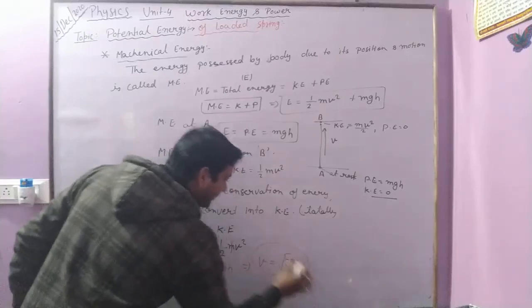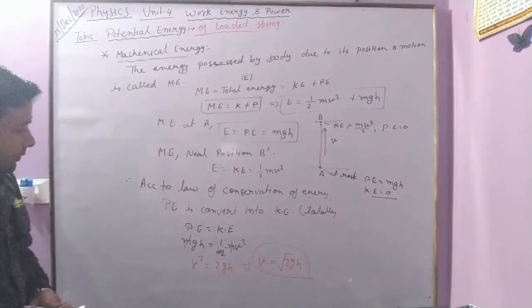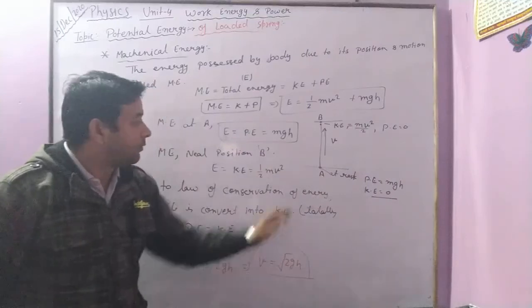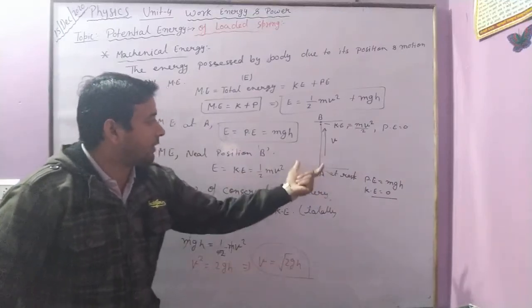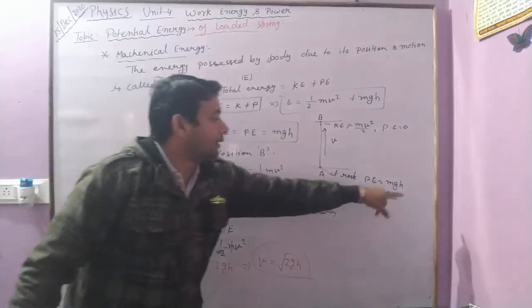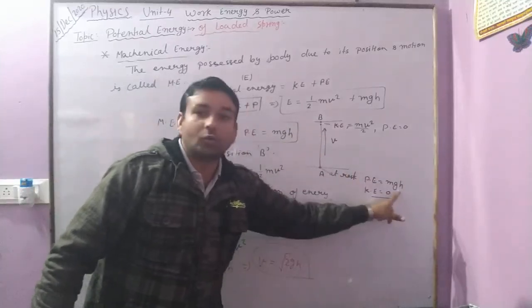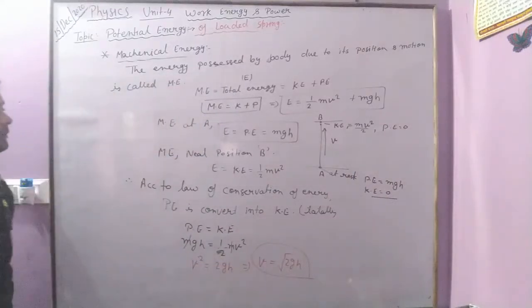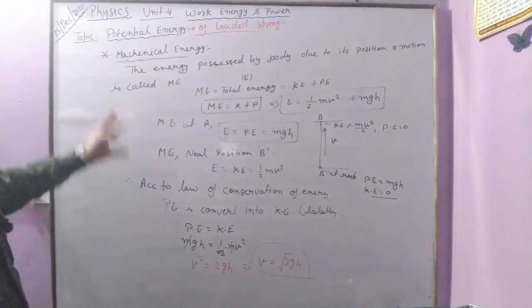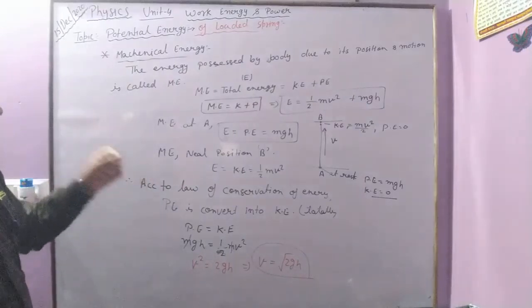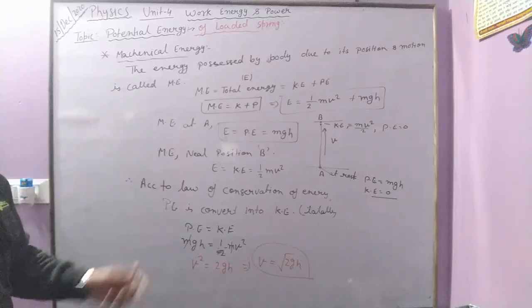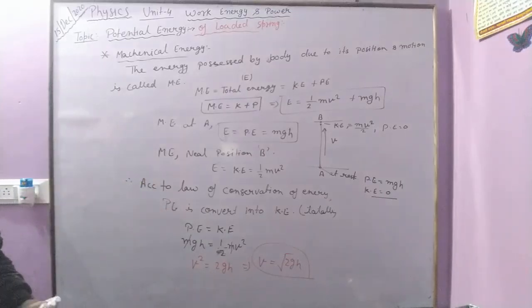This is the velocity of the object when it is thrown vertically with the energy equal to mgh. Okay, in the next class we will explain with the help of examples the law of conservation of energy. Thank you.